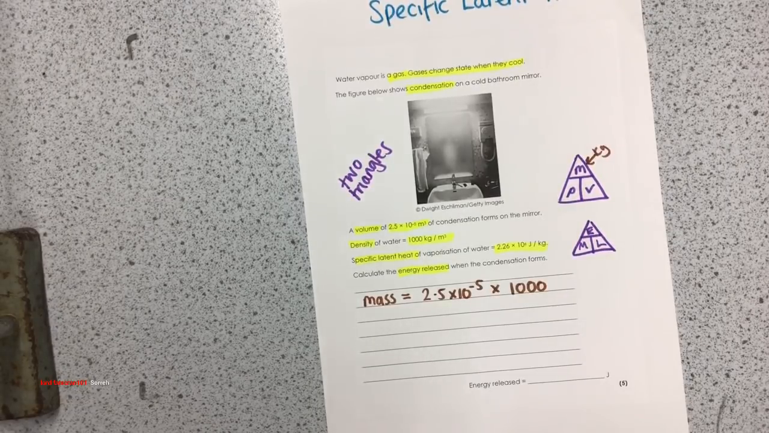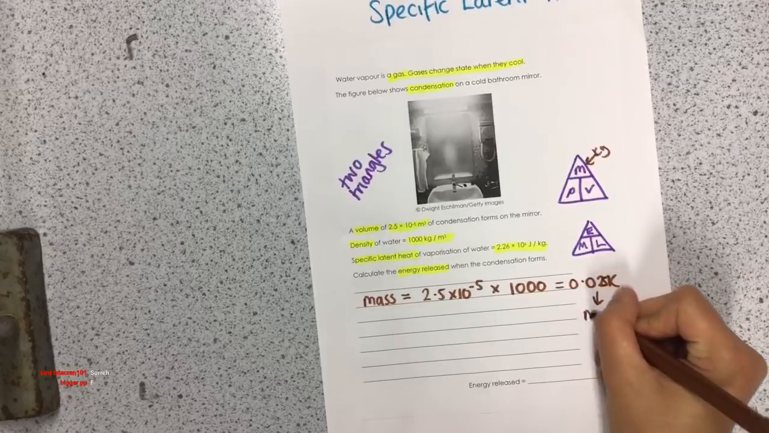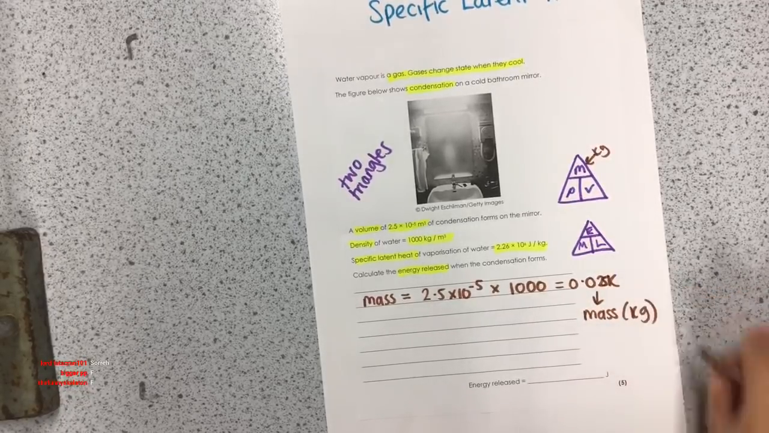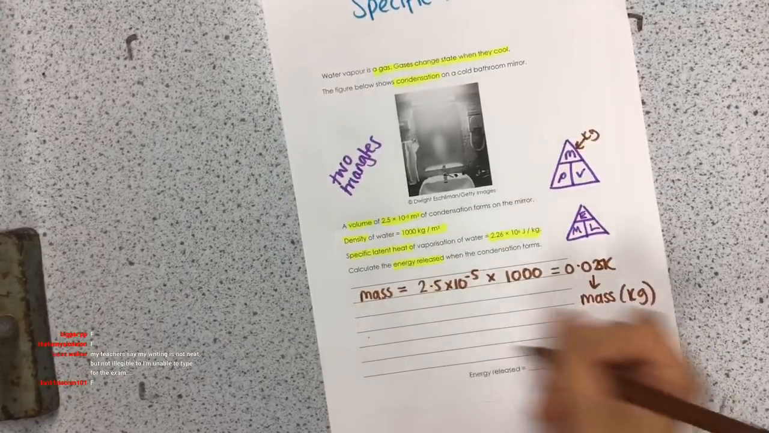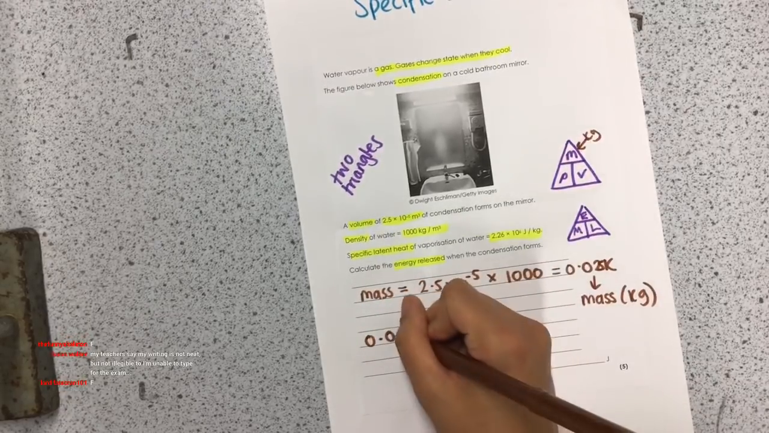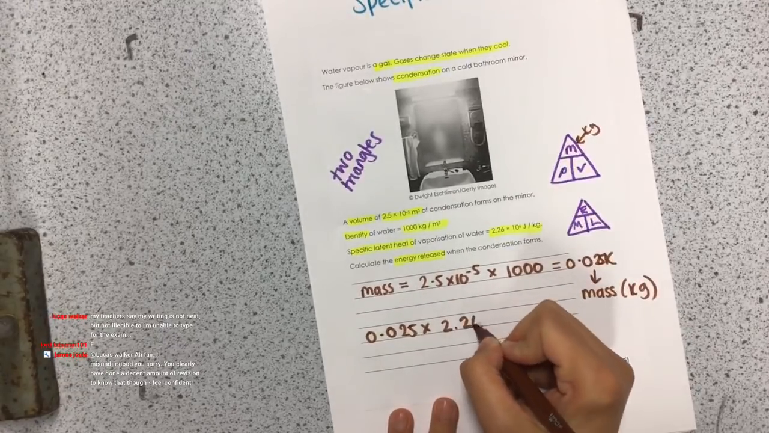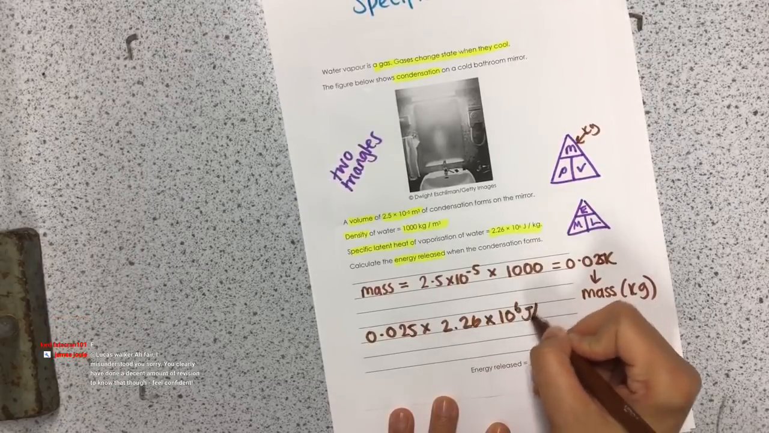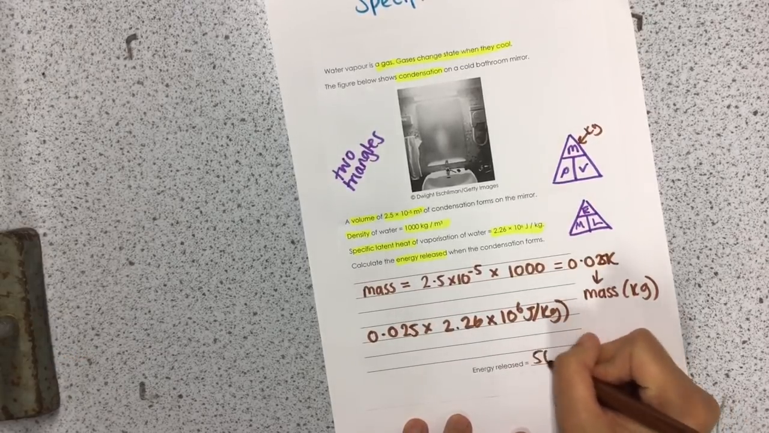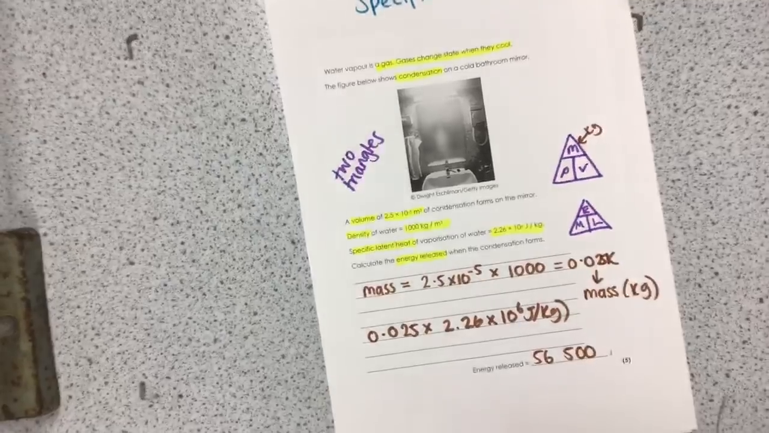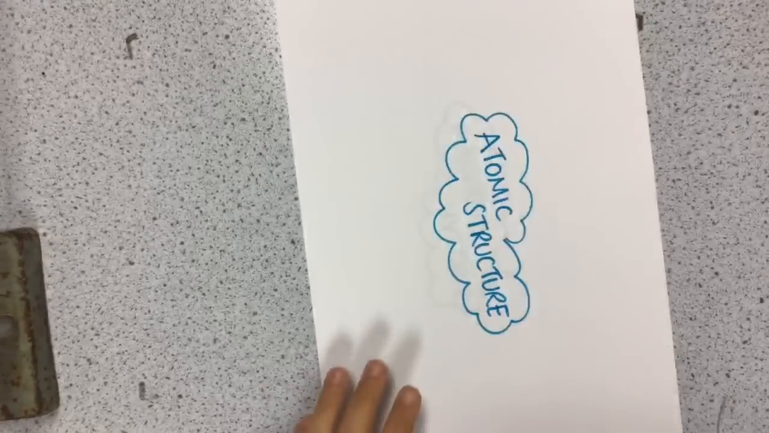To give you an answer of 0.025. This then becomes your mass in kilograms. Okay, and now you've got your mass, you can use your second triangle. So to work out energy released, it's your mass in kilograms, which you've just worked out at 0.025, times the specific latent heat, which it gives you here, 2.26 times 10 to the 6 joules per kilogram. And that gives you an answer of 56,500 joules. So again, if you're looking at a calculation for 5 marks, you need to be putting 2 triangles together. That's a really, really common theme.